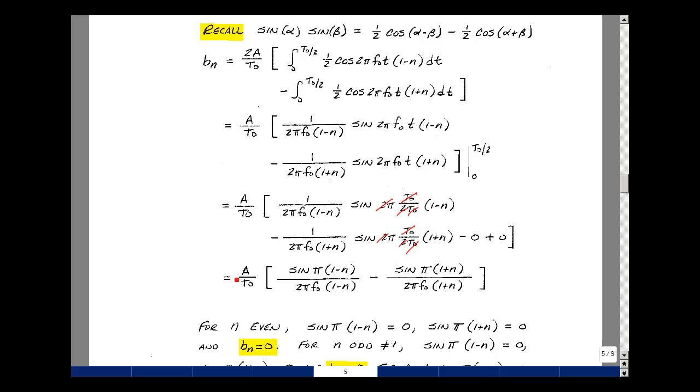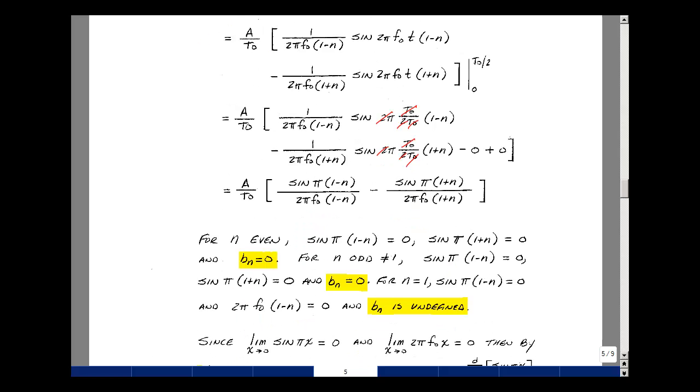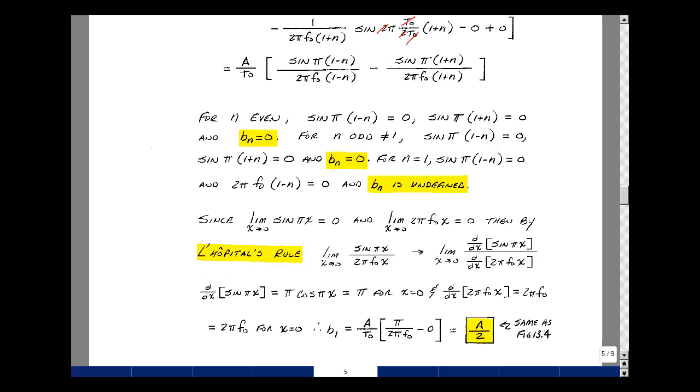I have a over t0, and then I have the sine of pi times 1 minus n divided by 2 pi f naught, the quantity 1 minus n. I have a minus sign here, and I have the sine of pi times 1 plus n divided by 2 pi f naught 1 plus n. Let's now evaluate the expression for b sub n for different values of n.